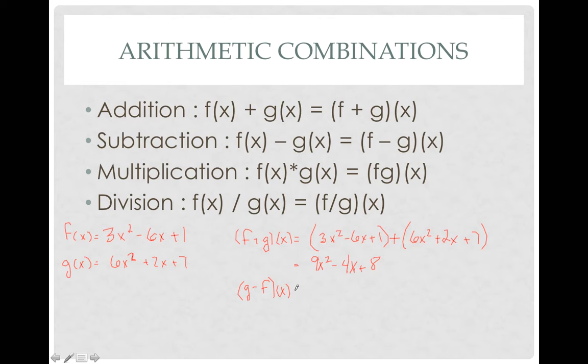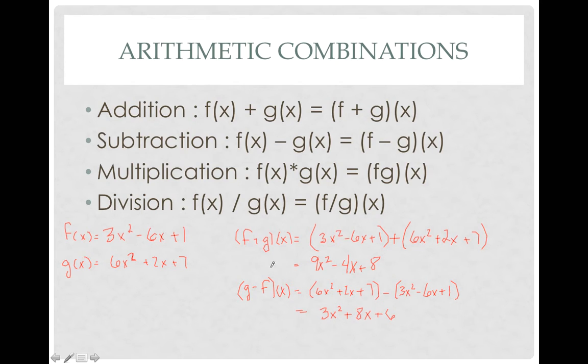of x, I'm going to take the function g and I'm going to say it's 6x squared plus 2x plus 7. And I'm going to subtract the entire function. Notice I'm using parentheses here of 3x squared minus 6x plus 1. And I'm going to combine like terms. So it's 6x squared minus 3x squared. So it's 3x squared. And here's what gets most people. This is positive 2x minus a negative 6x. So it becomes plus 8x. And I get 7 minus 1, which is 6.